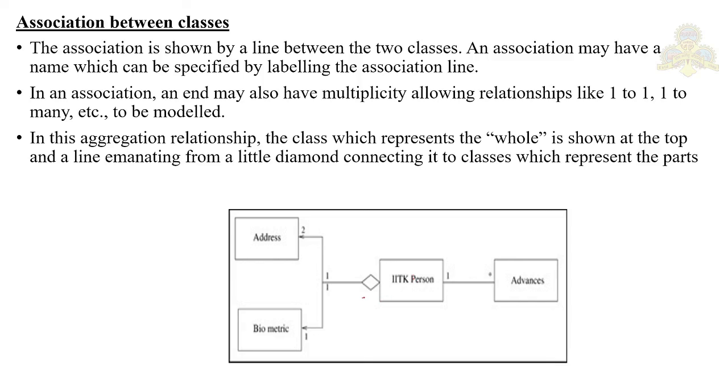Then we have this aggregation relationship, a small diamond here connecting the classes to this particular base class. Aggregation is nothing but a has-a relationship. That means a person has addresses and has a biometric. So we can represent aggregation something like this. Again, it can have multiplicity over here. So this is how we represent the class diagram.